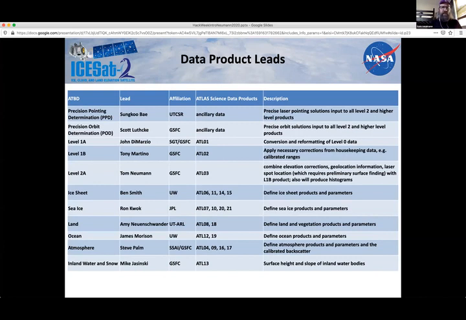I won't belabor this slide either. Suffice to say that the data product leads and the products that they work on are shown in the table here. The low-level products were all led by folks within the mission at Goddard. And Torsten and I decided early on that for the higher-level products, we would do well to take advantage of the scientific expertise in the community. So we worked to identify those data product leads for sea ice, for ice sheets, and so on. Let's go on to the next slide.